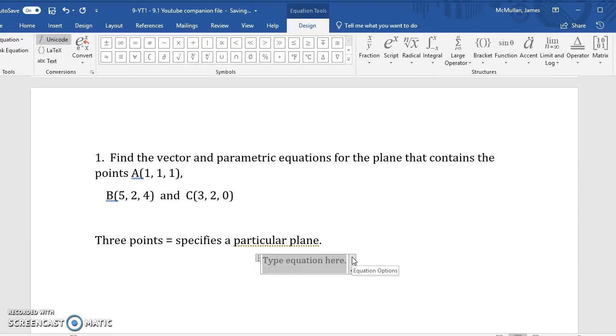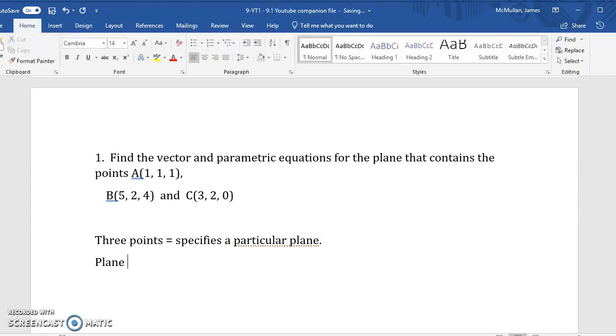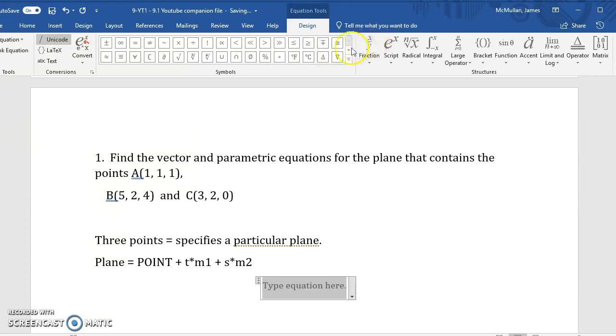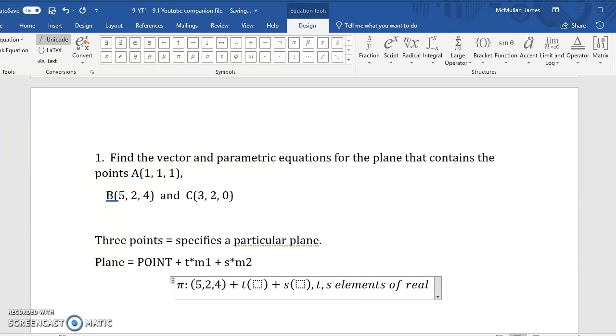So let's see, in order to create a plane, remember, it is a point plus t times m1 plus s times m2. We need 2 parameters, and we need a point. So the point is easy enough to get. You just take any of those points that you found. So pi for our plane is going to be specified by, okay, let's do point B, (5, 2, 4), plus t times some vector plus s times some vector. And of course, t and s are elements of the real numbers, just to remind us.